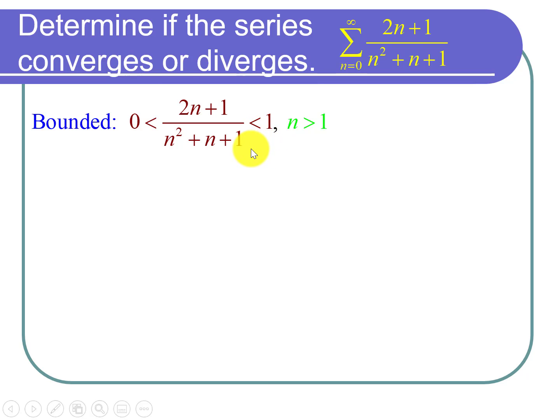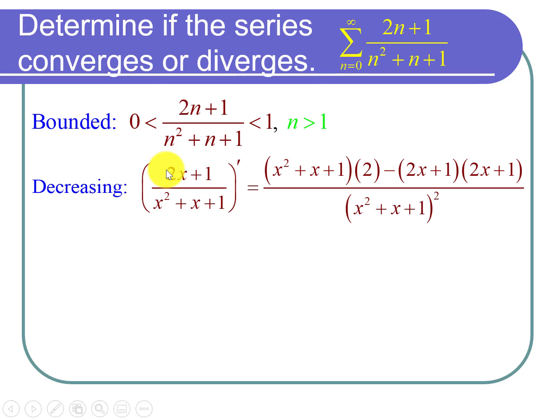We also have to show that the function is decreasing. So to do that, I'm going to use calculus. I'm going to take a derivative of this function. Just to make it easier, I'm going to call it x instead of n. We're more used to that. And we can look at the derivative of (2x plus 1) over (x squared plus x plus 1). And I use the quotient rule.